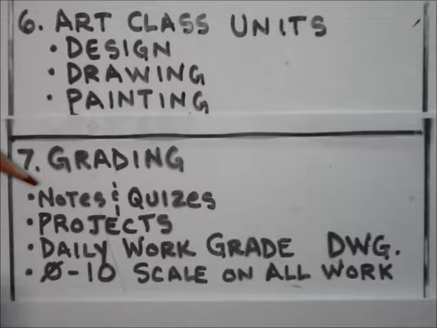So 0 on anything means you simply just did not do it or cooperate at any level, whereas a 10 would be a perfect score on projects, which is a rarity, although 10s are achievable all the time in notes, quizzes, and also daily work. And so I've designed the class so that there's numerous ways for students to succeed at this.